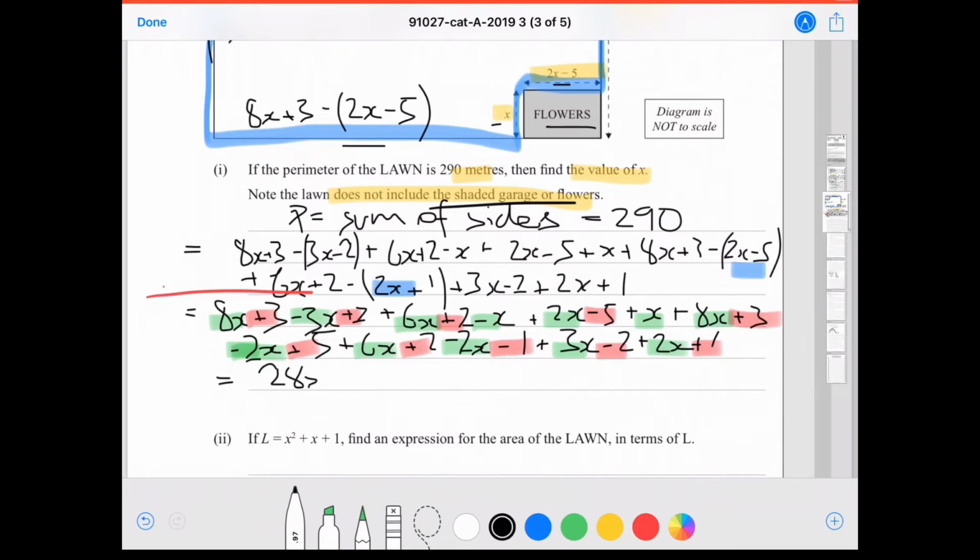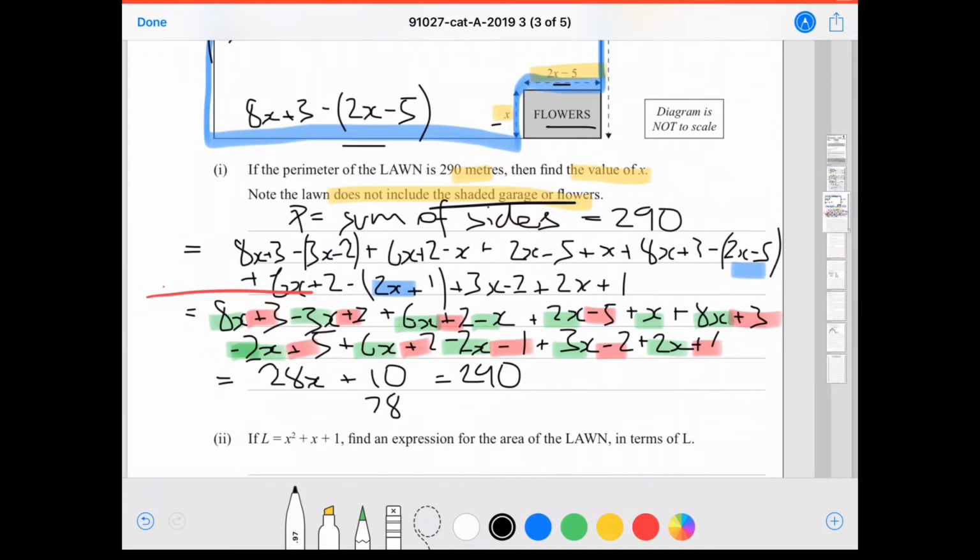And now just our terms with the single digits, you've got plus 3, plus 2 is 5, plus 2 is 7, minus 5 is 2, plus 3 is 5, plus 5 is 10, plus 2, 12, 11, 9, plus 1 is 10. Plus 10. And of course, going back to the context of the question, this perimeter is 290. So equals 290.